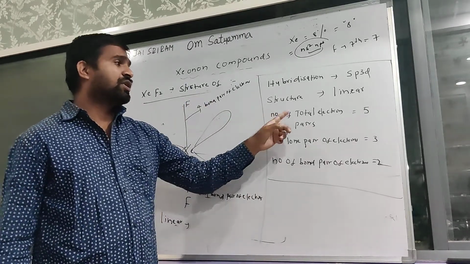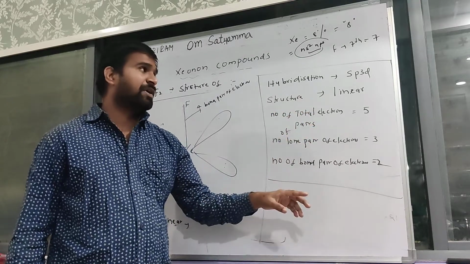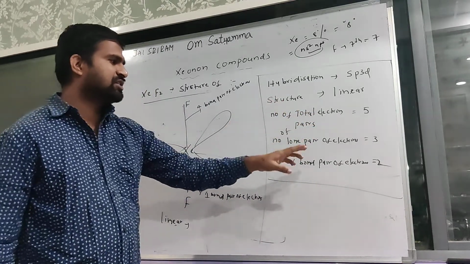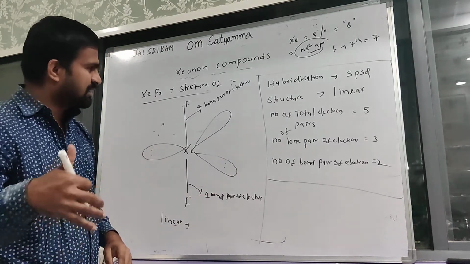Here the number of total electron pairs is equal to the number of hybrid orbitals. That's why the number of total electron pairs is equal to 5. Number of lone pairs of electrons is equal to 3. Number of bond pairs of electrons is 2.